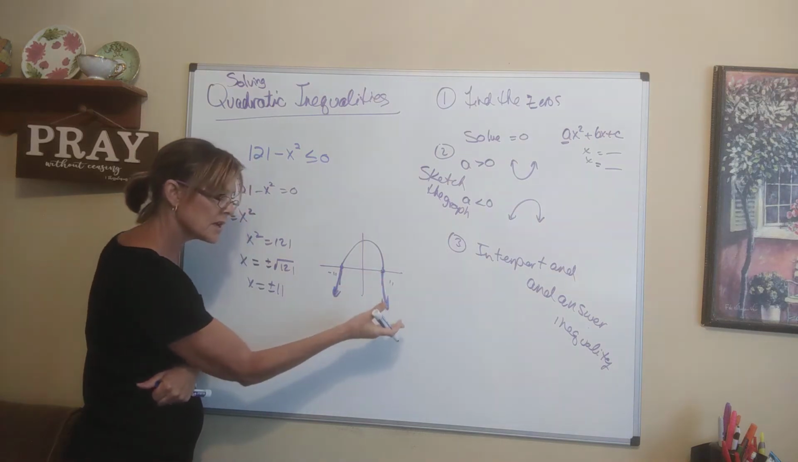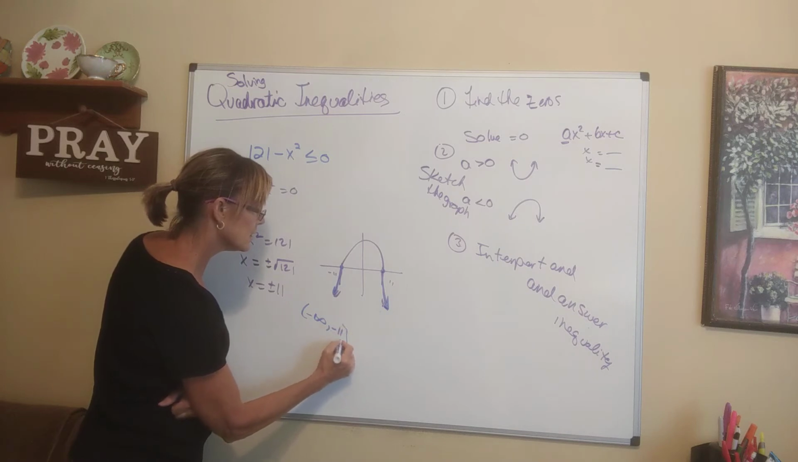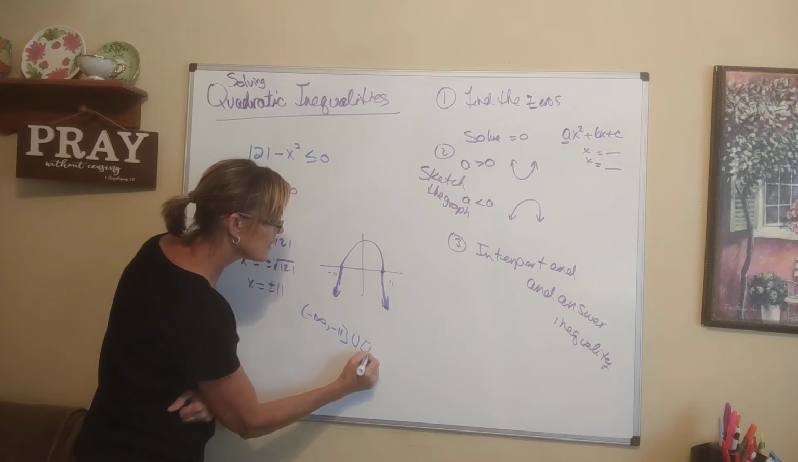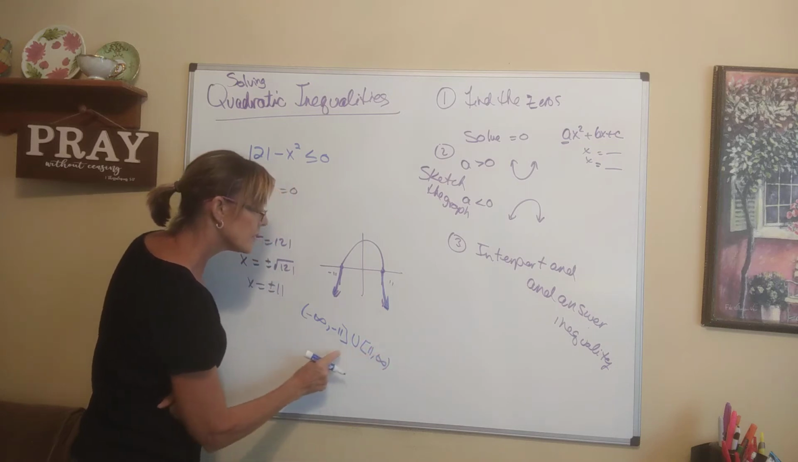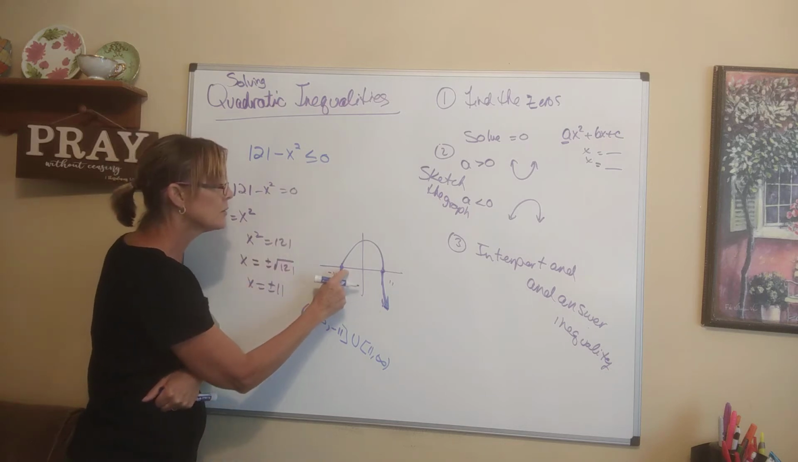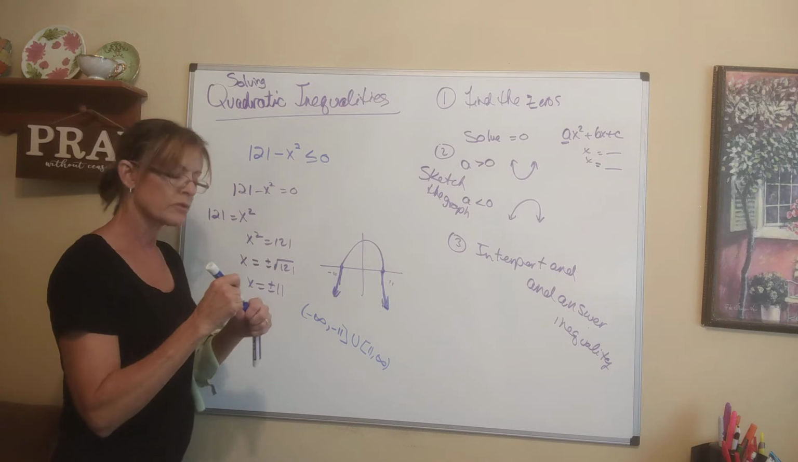Okay? What are those x values? From negative infinity to negative 11. Don't talk about where it's positive. Union it with positive 11 to infinity. The reason I'm writing brackets is because it had "or equal to," and that means I want to include those points. All right, that's how we would answer number 3.